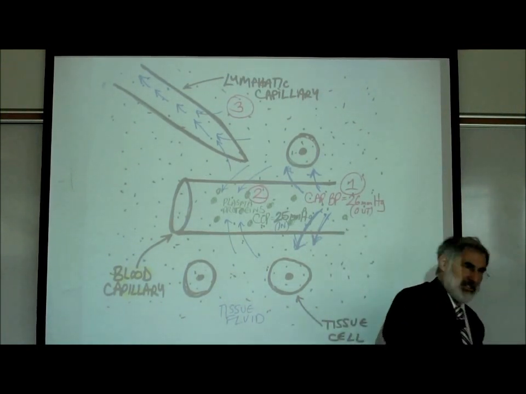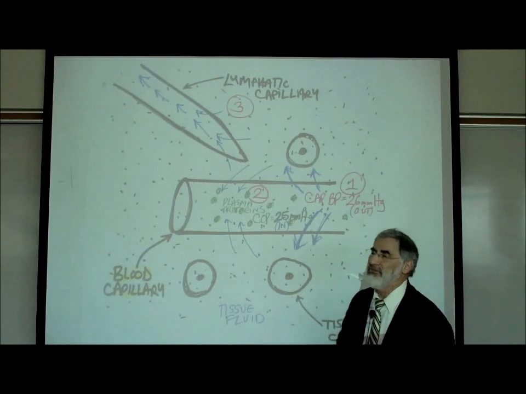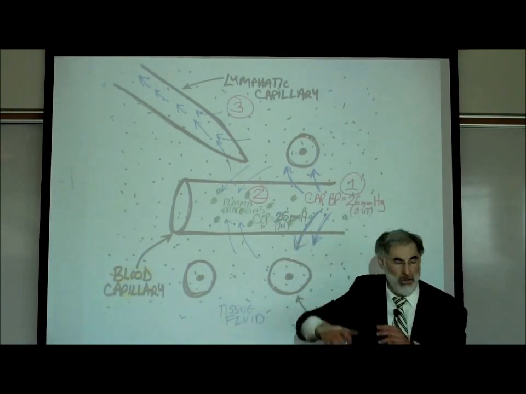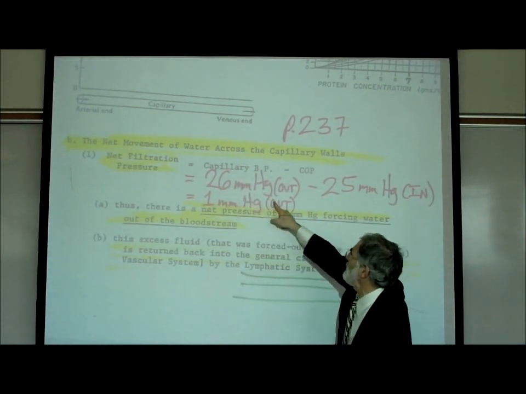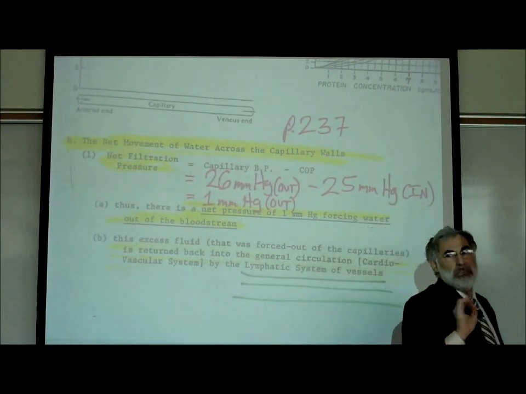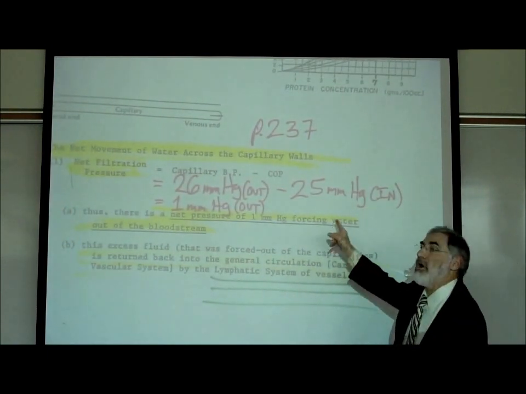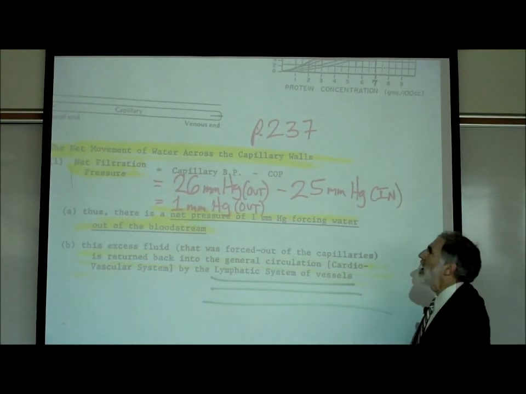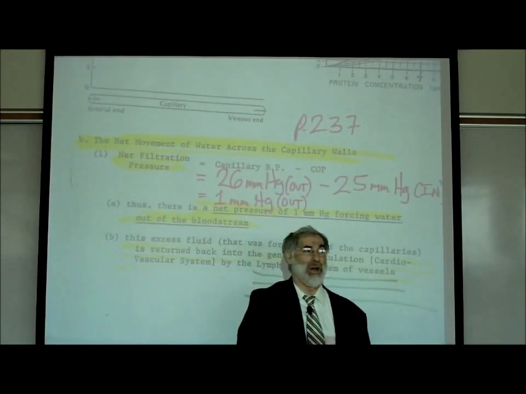And the force at which water is being drawn into the bloodstream is an osmotic force or pressure of 25 millimeters of mercury. So let's see if there's a difference between these two numbers. This is the force pushing water out. This is the force drawing water in. So on page 237, the capillary blood pressure is 26 millimeters of mercury forcing water out. The COP, what's that? Colloid osmotic pressure, the osmotic pressure due to colloids. What are colloids? Proteins. It is 25 millimeters of mercury drawing water in. 26 minus 25 is 1. In which direction? Out. There's a net difference in pressure of 1 millimeter of mercury, indicating that more water goes out of the bloodstream than goes back in.